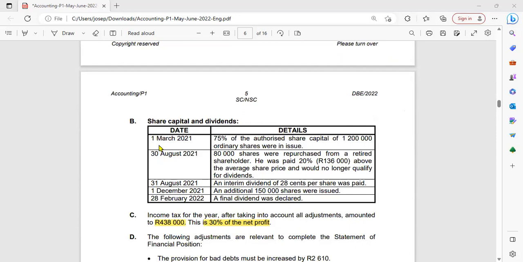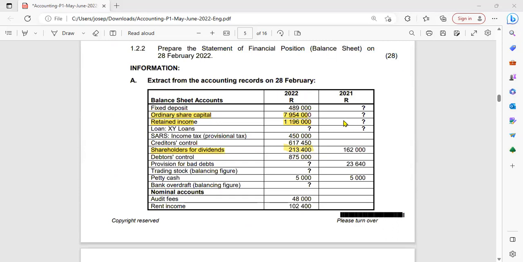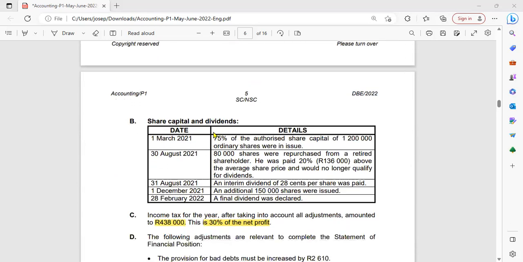It says 1 March 2021, 75% of authorized share capital of 1,200,000 shares were in issue. So here we are going to calculate the number of shares that were issued at the beginning of the year. We don't have the amount of the shares that were issued at the beginning of the year, but we have the number of shares. So in order for us to fill in the answer sheet, we are going to use all this information. It is helpful for us.